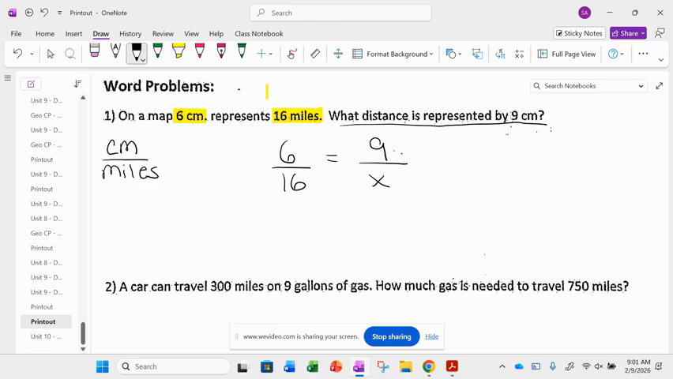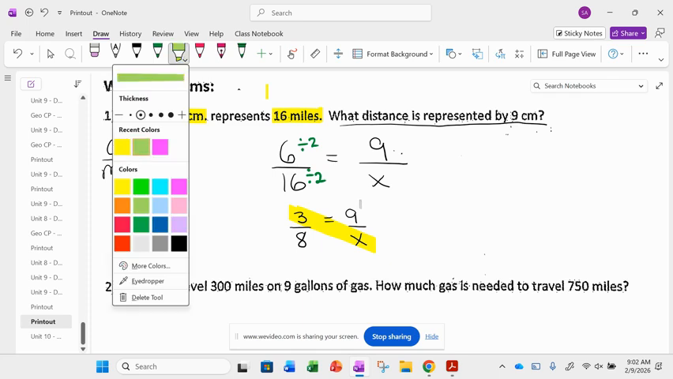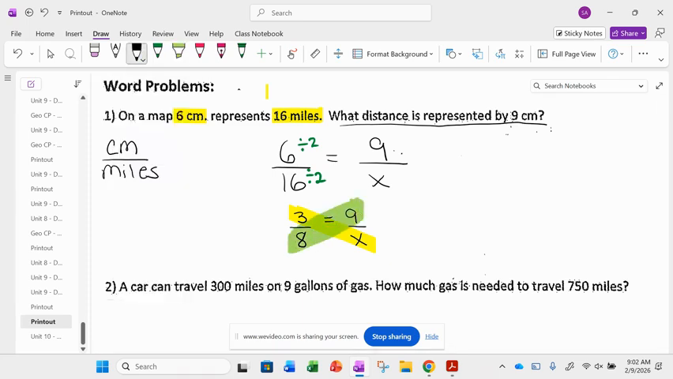Now, before I cross multiply, does anybody see anything I can do to make my numbers smaller? Can I divide 6 over 16 by 2? And when I divide by 2, I get 3 over 8 is equal to 9 over x. And now I cross multiply. So I'm going to bring it up here. And we're going to have 3x is equal to 72. Divide both sides by 3.